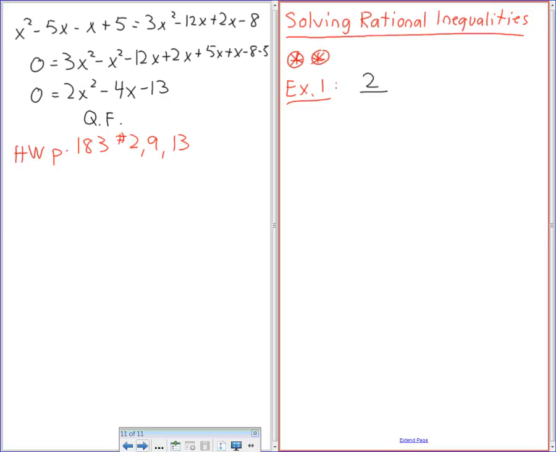2 over x minus 5 is less than 10. Now here's the thing, and you have to be very, very aware when you're doing this one: you cannot just multiply both sides by x minus 5. The reason for that is, if you think back to solving inequalities from grade 11.